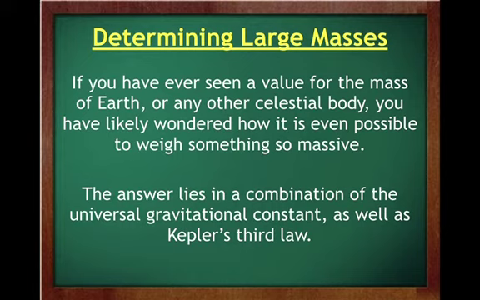If we've ever seen that value of the mass of the Earth or any other planet, you kind of go, well, how on earth would we have ever weighed that? How do we get a mass for that? But how we actually do that is mathematically through a combination of the universal gravitational constant, which we talked about before our break, as well as Kepler's third law.